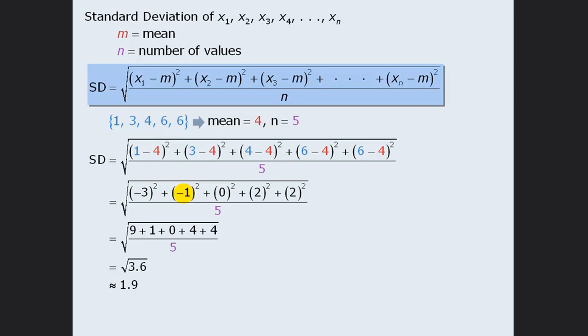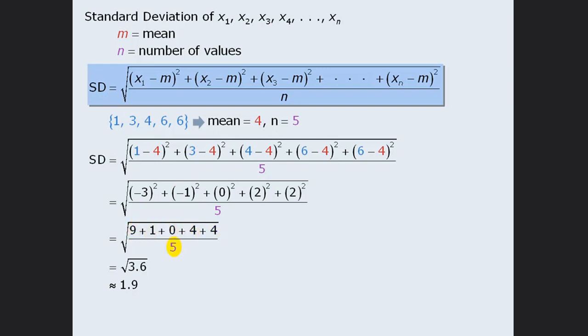Now, in an effort to handle the various negative numbers that can arise in this formula, we square each difference, which turns them into positive numbers. Once we add these numbers together, we divide this sum by 5.